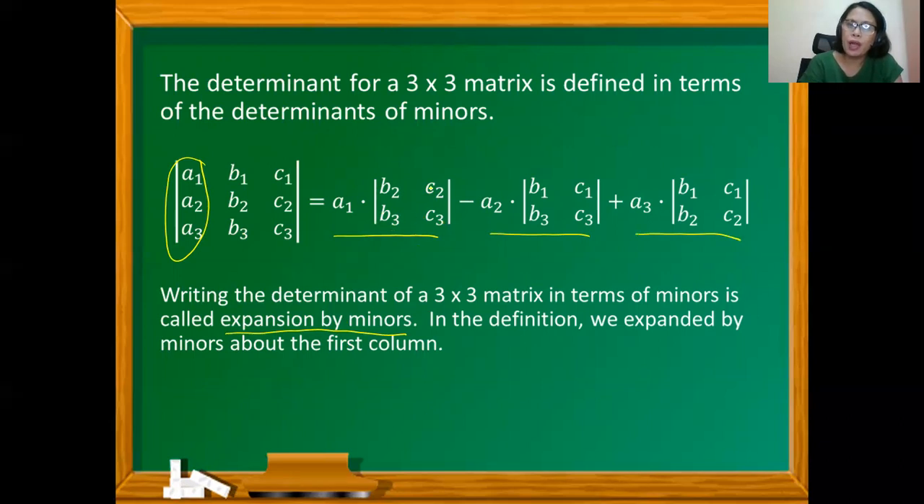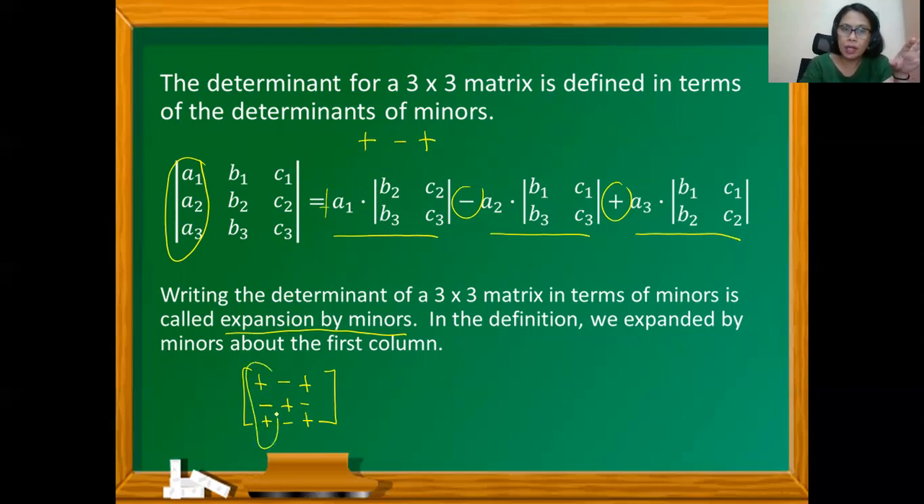Okay? And let us also be sensitive to the operation that we're going to use. Here, this is plus, right? So this is followed by the pattern plus, minus, plus, separating each of these three terms. And this is actually summarized by the sign array: plus, minus, plus, minus, plus, minus, plus, minus, plus. Since in the definition we have made use of the first column, this will be the sign array that we're going to consider: plus, minus, plus.